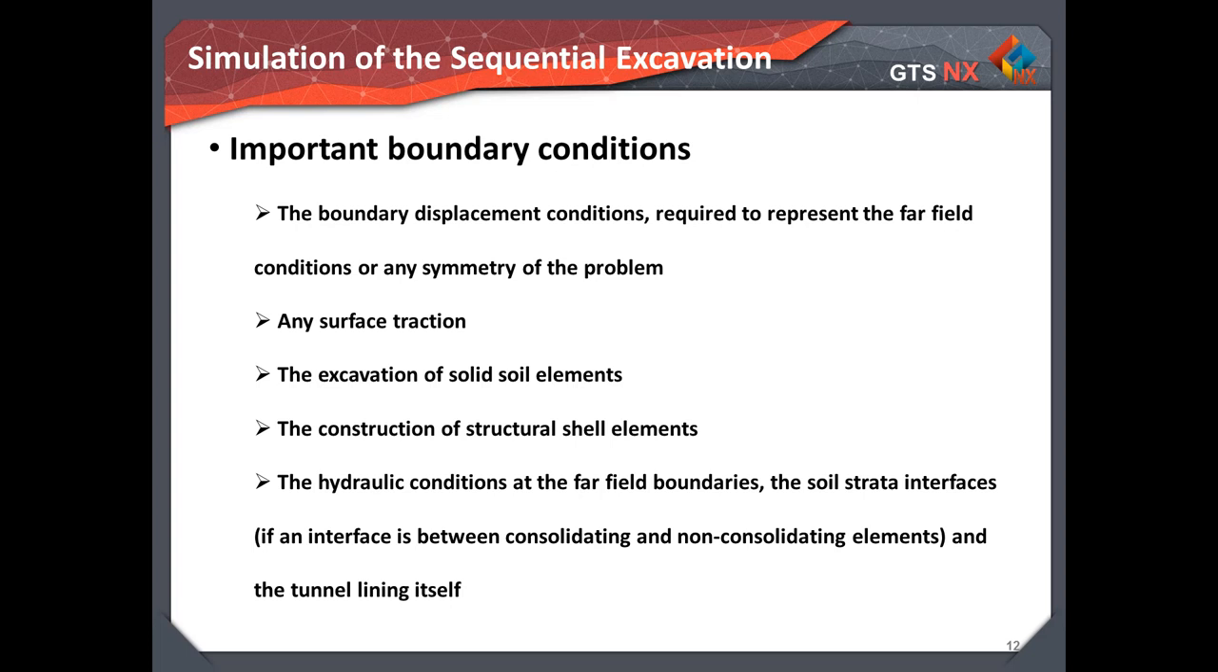A number of boundary conditions are required to model tunnel construction. They include the boundary displacement conditions required to represent the far field conditions, or any symmetry of the problem, any surface traction, the excavation of solid soil elements, the construction of structural shell elements, and the hydraulic conditions at the far field boundaries, the soil strata interface, and the tunnel lining itself. Loading and flow boundary conditions affect the right-hand side of the global equilibrium equations, whilst displacement and pore pressure boundary conditions affect the vectors of nodal displacement and pore pressure on the left-hand side of these equations.